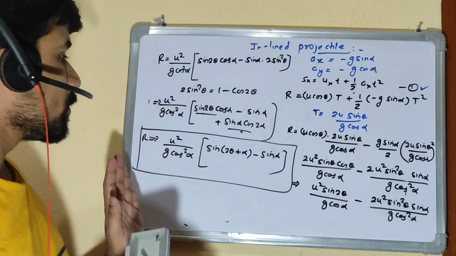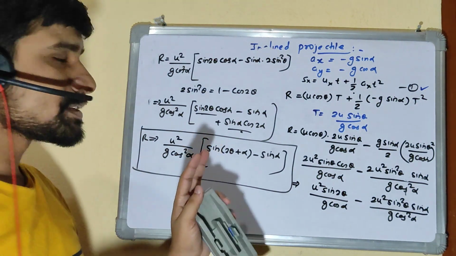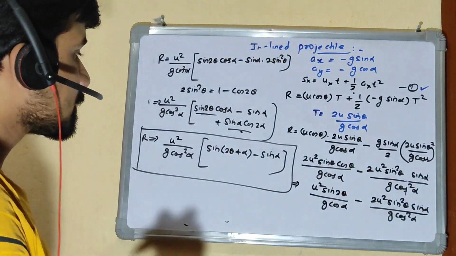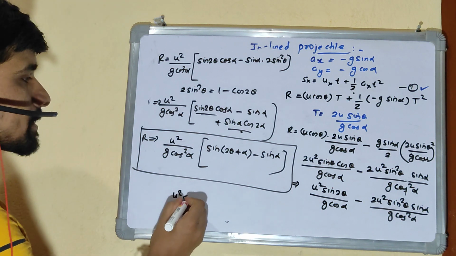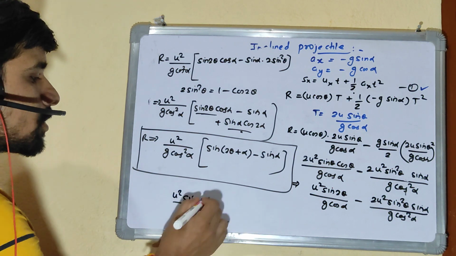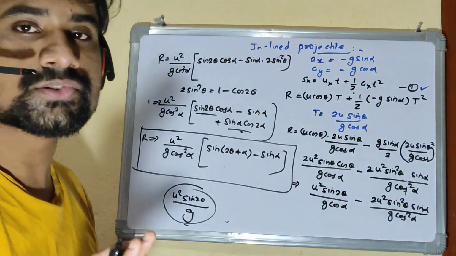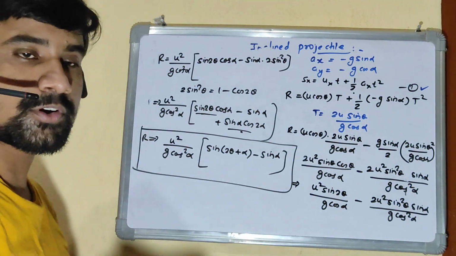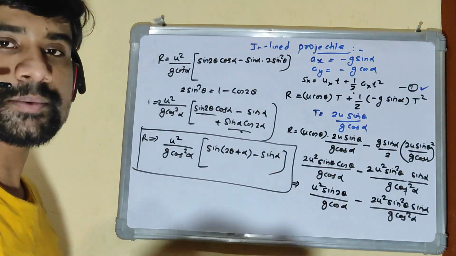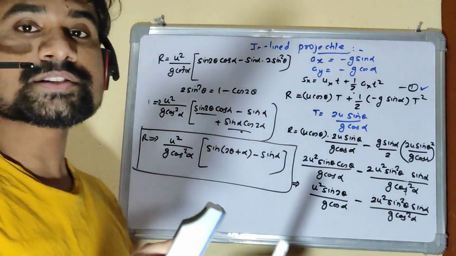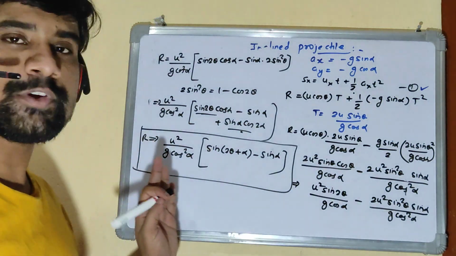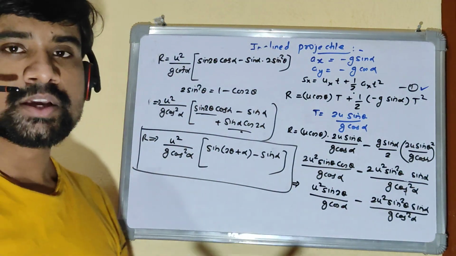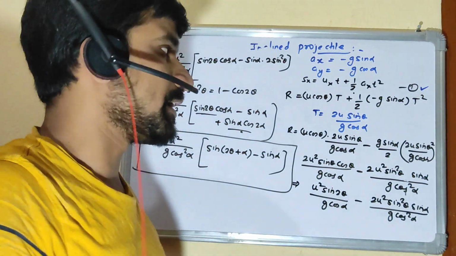So you can easily say that if I put alpha as 0, this becomes u square sine 2 theta by g, which is my original formula for the horizontal projection, right? So the calculation is a bit lengthy, but you should know what is the concept here, how we have arrived at this particular expression. You can be given different cases, right?